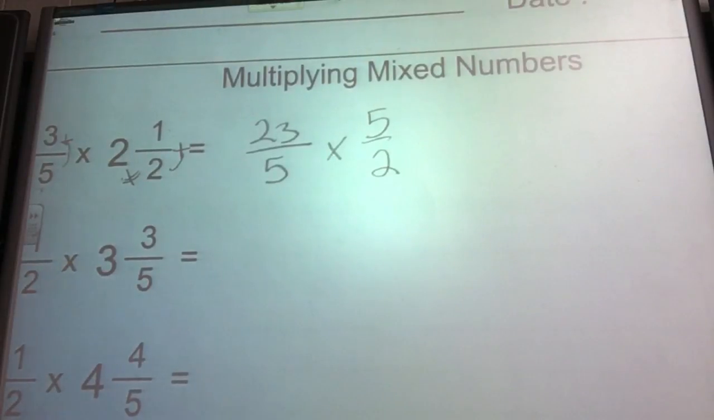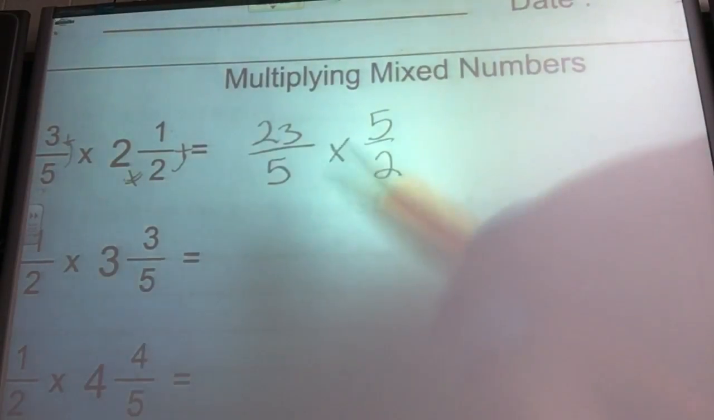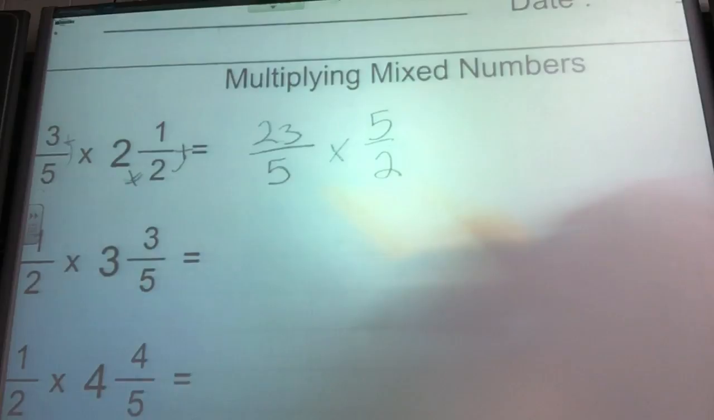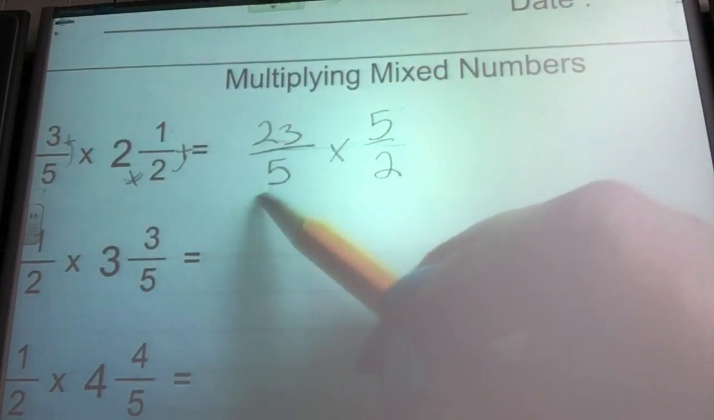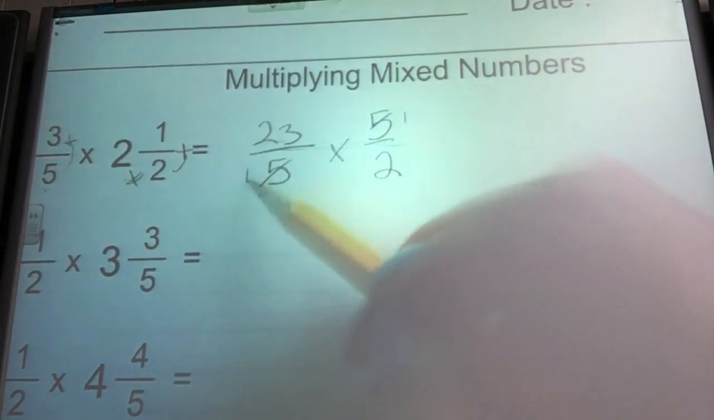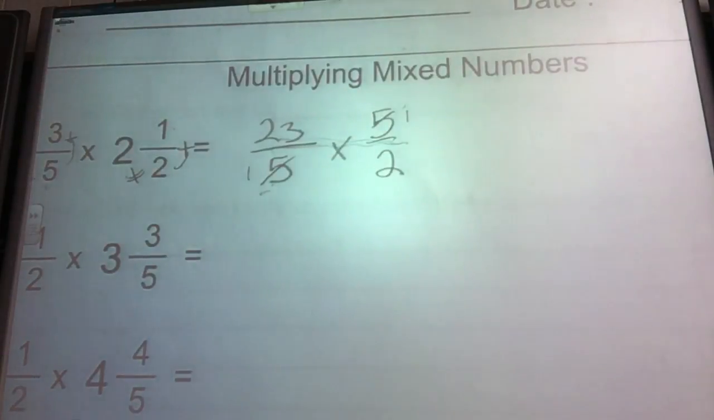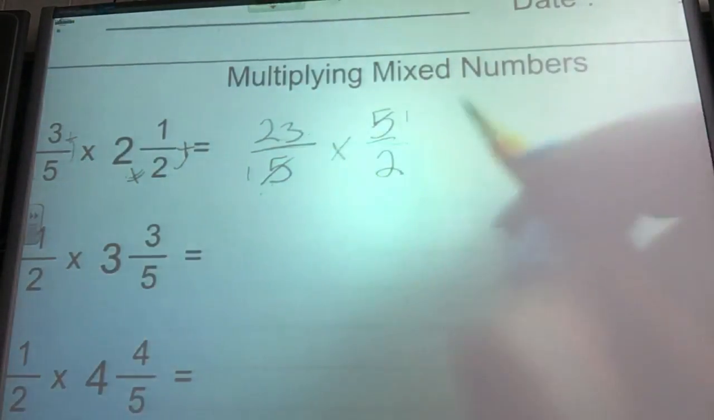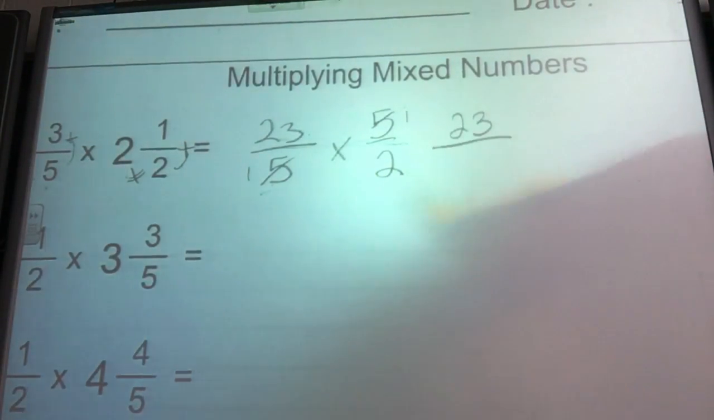Then we're just going to multiply. So remember, if we make that imaginary line and we have the same thing on the top and bottom, we can eliminate them and make them ones. And then we'll just have 23 times 1 is 23, and 2 times 1 is 2.